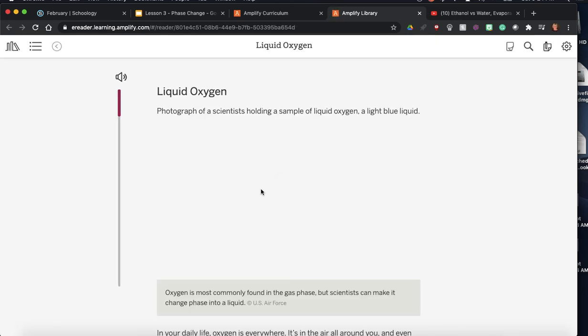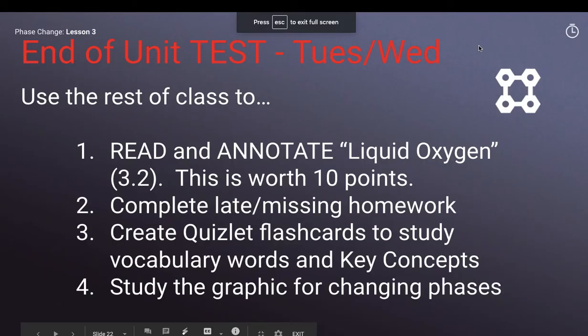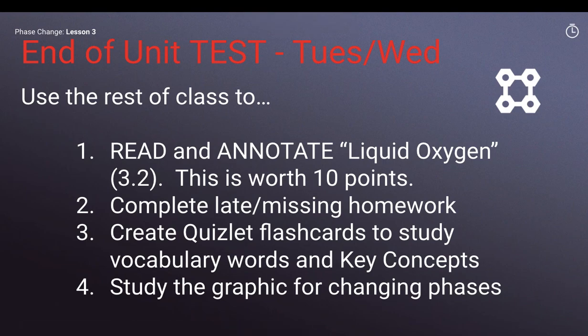I want you to read it and annotate it. Don't forget to annotate. That's the big important thing. So think about specifically with this one, your focus is on molecular attraction. Okay? So you're going to read and annotate liquid oxygen. This is something that I'm going to ask for on Wednesday. It's worth 10 points. Complete any late or missing homework, please. And because Wednesday's the last day I'll take it. Once you take the test, I'm not taking any missing or late homework.